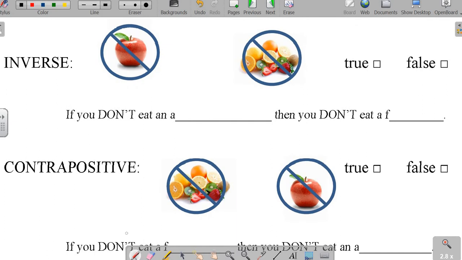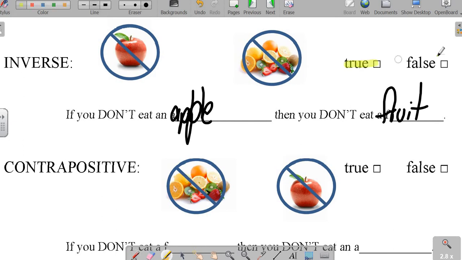The inverse: if you don't eat an apple, then you don't eat a fruit. You have 5 seconds to determine the truth value of that statement. That's also false. The reason is, if you don't eat an apple, well, you could be eating another type of fruit, correct?